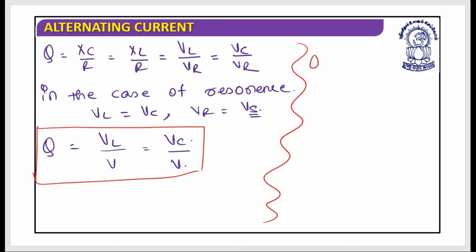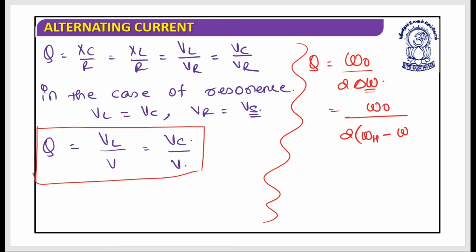The formula of quality factor according to the bandwidth is Q equal to omega naught divided by 2 into delta omega. Delta omega is the difference of the frequency, omega high minus omega low. This is the quality factor of the circuit. Please note down these formulas. I have written them on one slide so that you can have a note of this, and we will switch to the questions based on this.